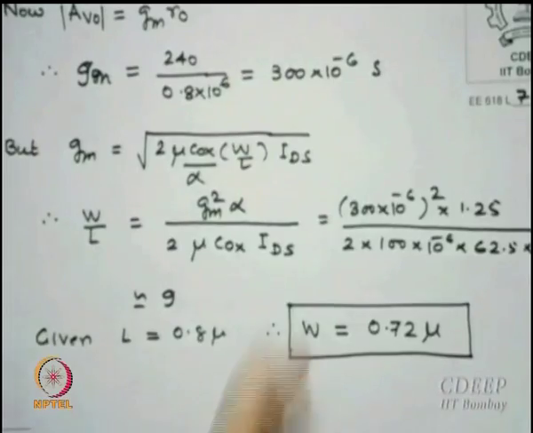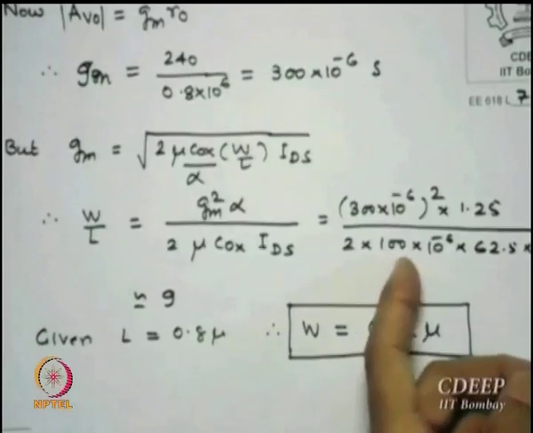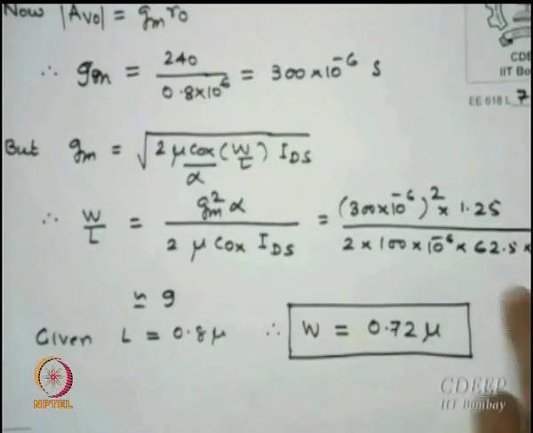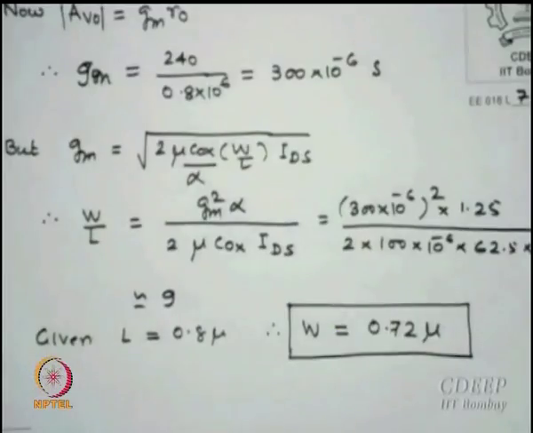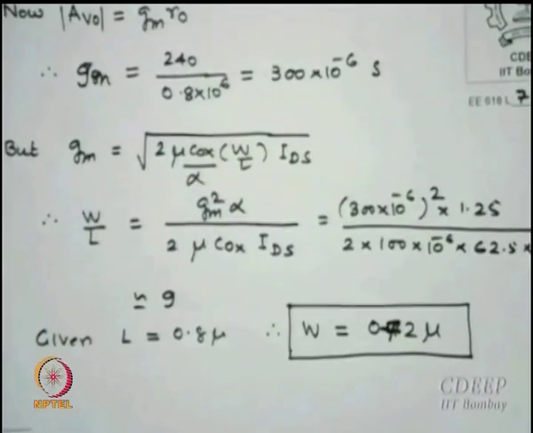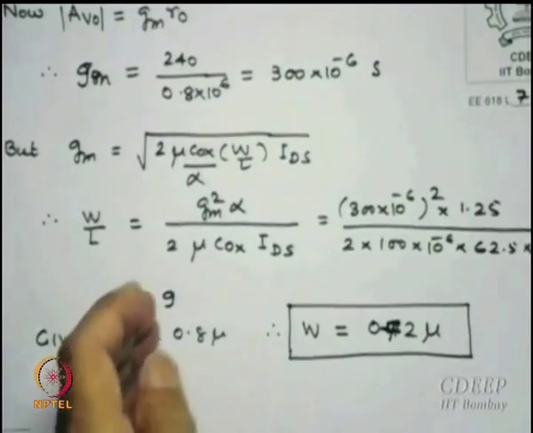Substitute all values: GM square, 1.2 as alpha, 2 into mu C aux is 100 into 10 to the power minus 6, and IDS is 62 microamps, okay. So what is the final result coming out of all these calculations? W by L is 9 roughly, you may find it more accurately, but this is rough. Since the length is 0.8, check whether that is 0.9 also.